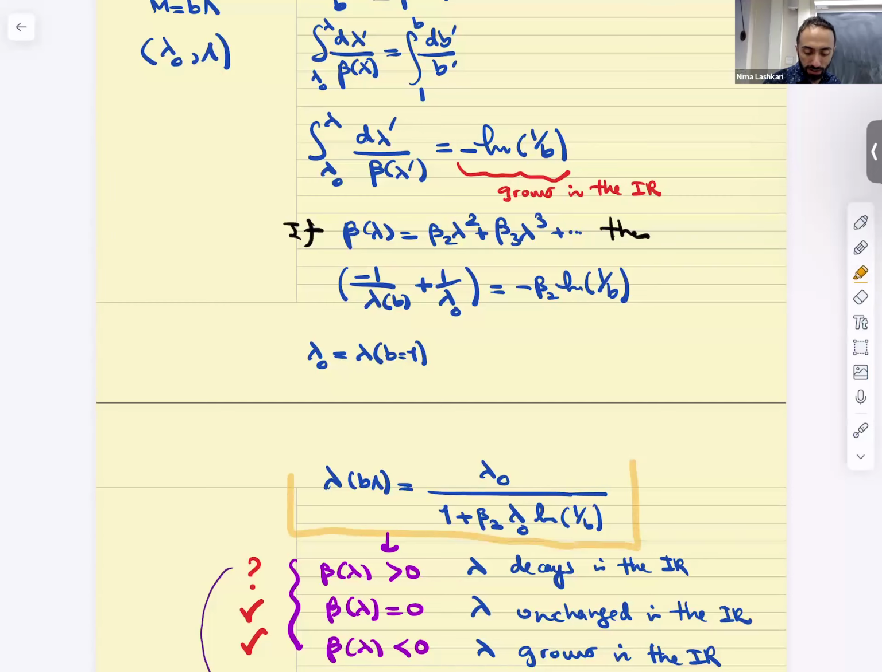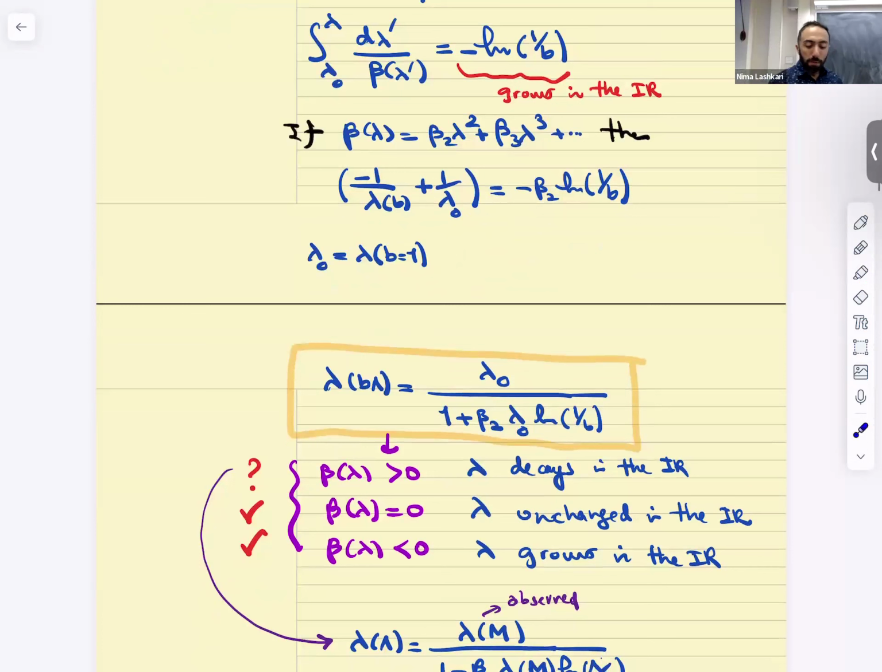Let's stare at this equation. This is the value of the coupling at some lower scale M as a function of the UV coupling, how much we've integrated down, the difference between the UV and the scale of interest, and the value of beta_2. If beta_2 is larger than 0, lambda decays because this gets larger and larger, so this goes down. As you go towards the infrared, lambda decays. What does that mean? What did we call such a term?